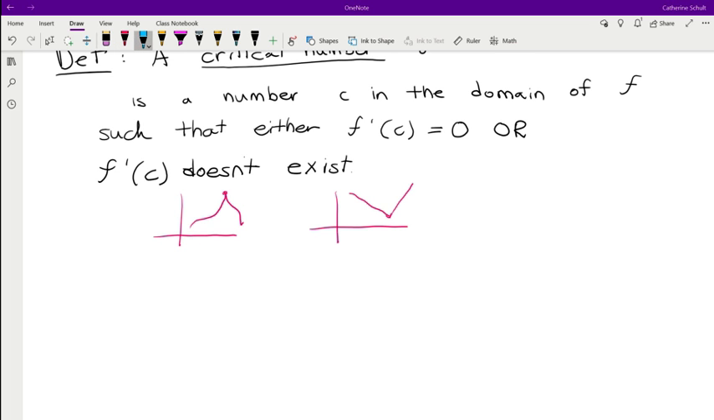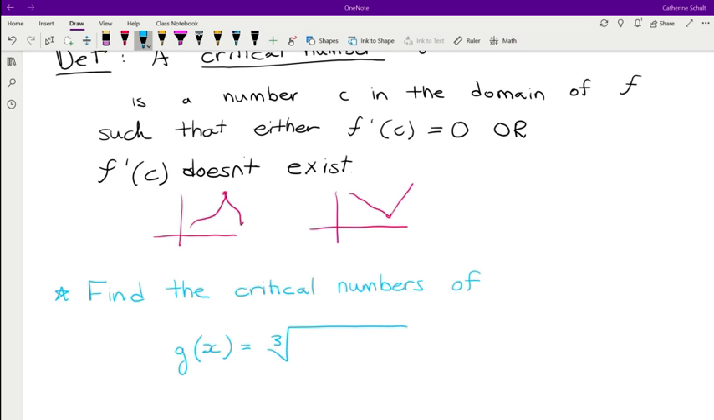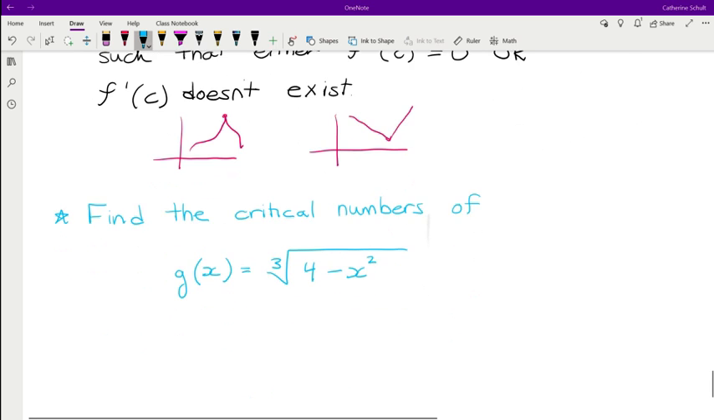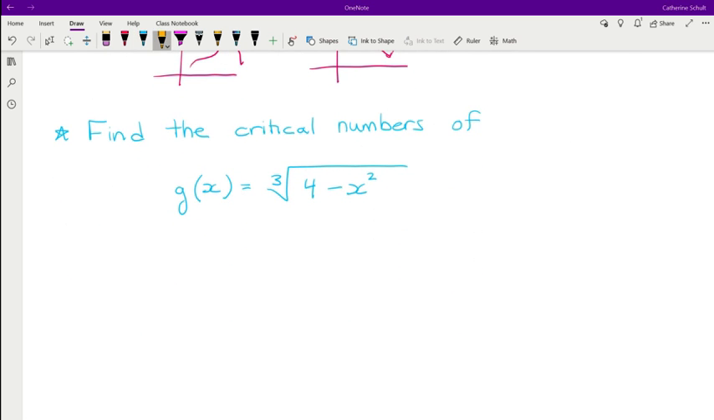Okay, so let's practice that. Let's find the critical numbers of the function g of x equals the cubed root of 4 minus x squared. Okay, and now remember critical numbers have to do with the derivative, right? So to find critical numbers, we have to take the derivative and figure out where the derivative is 0 and figure out where the derivative doesn't exist. All right, so our first step is to take the derivative.